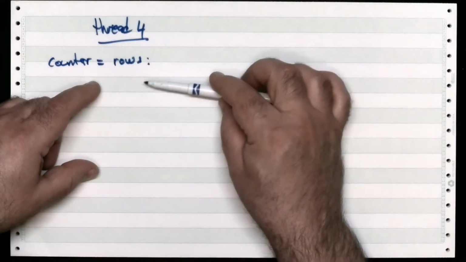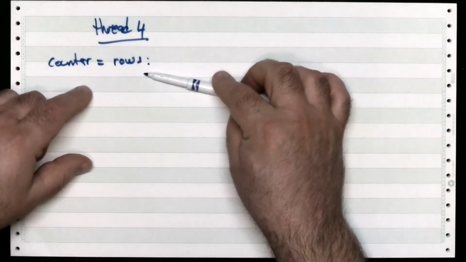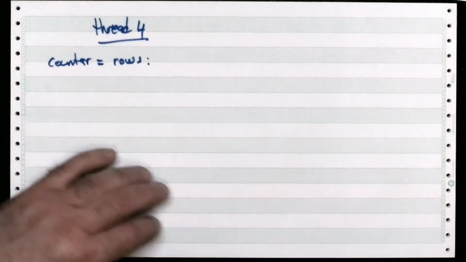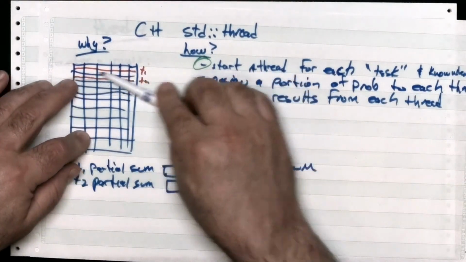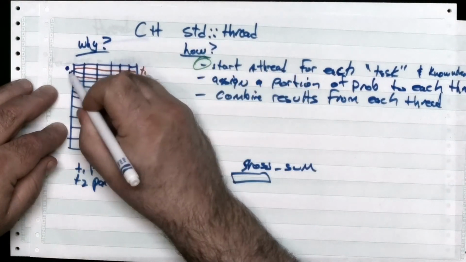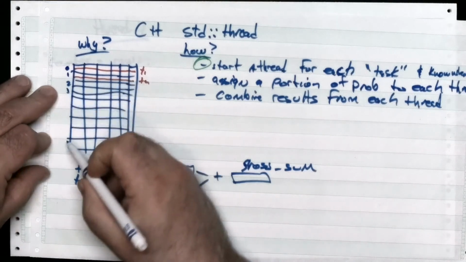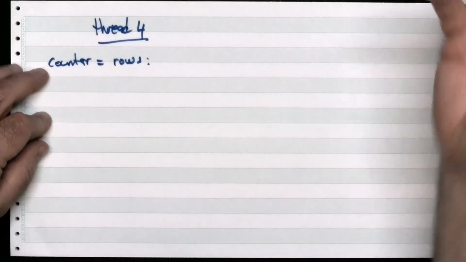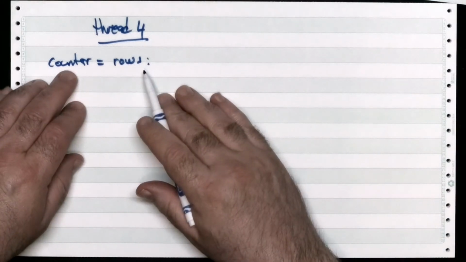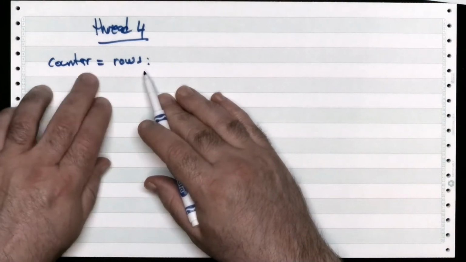And what's going to happen is when we go around our loop, we need to decide what the row number is going to be. So we've got a 0 and a 1 and a 2 and a 3 and so on. Maybe there's 1,000. And there's 1,000 rows in this example. All right, so counter equals rows. That would set the counter to 1,000.